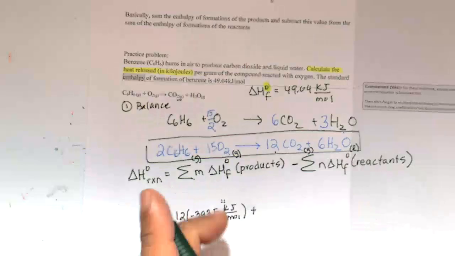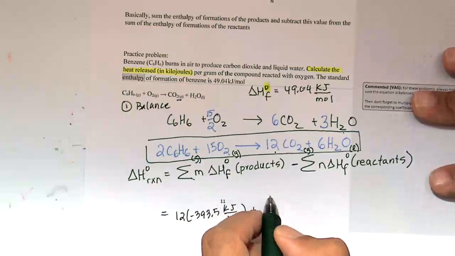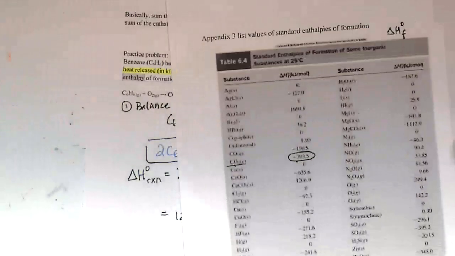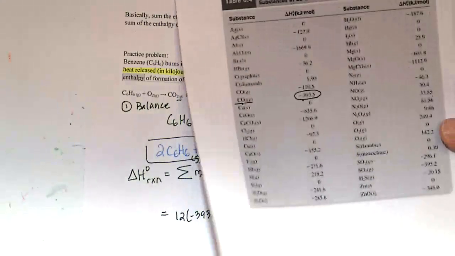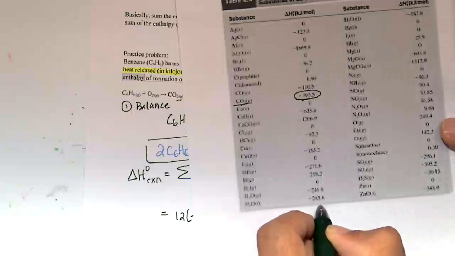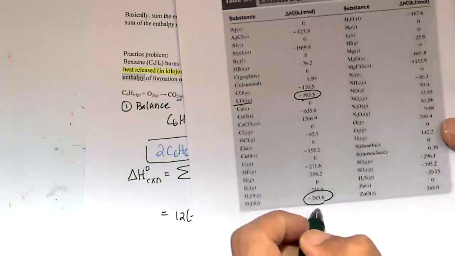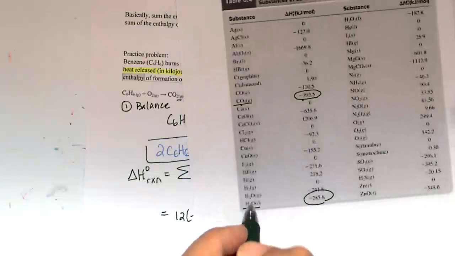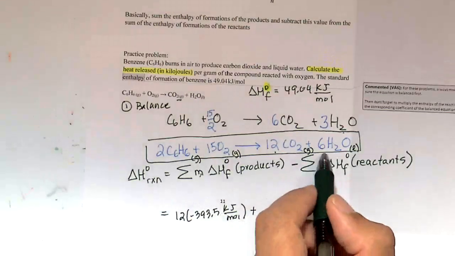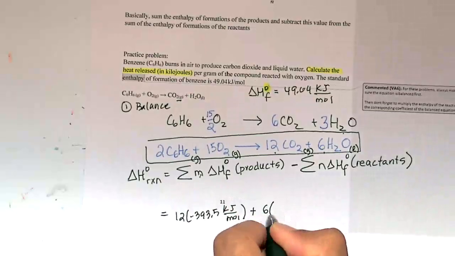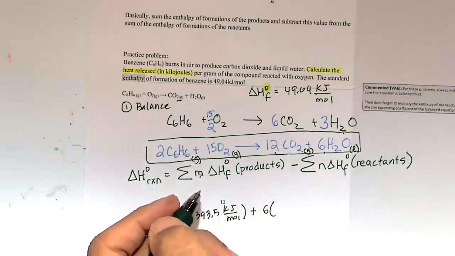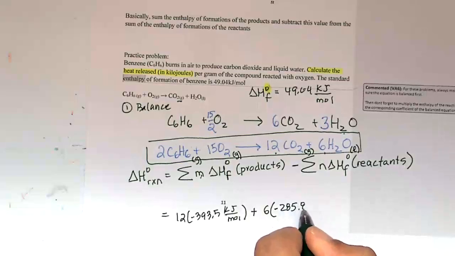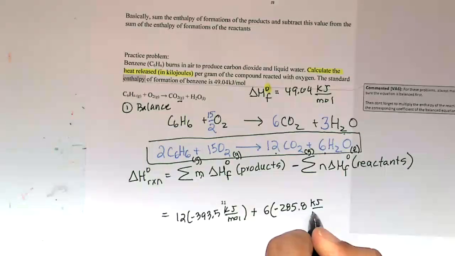Okay, what's our next product here? Okay, we got our CO2. What's our next product? H2O. H2O liquid. Okay, I know it's hard to see, but I'll give you one that you can see on the exam. This is minus 285.8. That's for 1 mole. How many moles do we have? 6. So 6 times minus 285.8 kilojoules per mole.